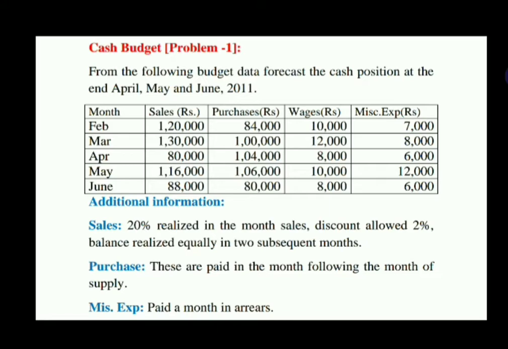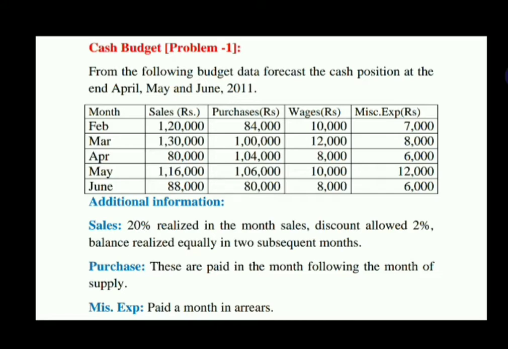Coming to purchases: 84,000, 1 lakh, 1,04,000, 1,06,000, 80,000. Wages: 10,000, 12,000, 8,000, 10,000, 8,000. Miscellaneous expenses: 7,000, 8,000, 6,000, 12,000 and 6,000.